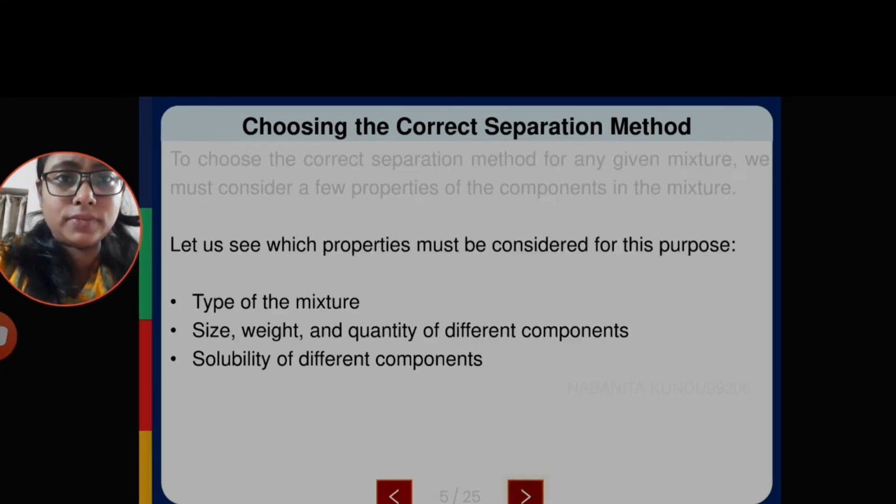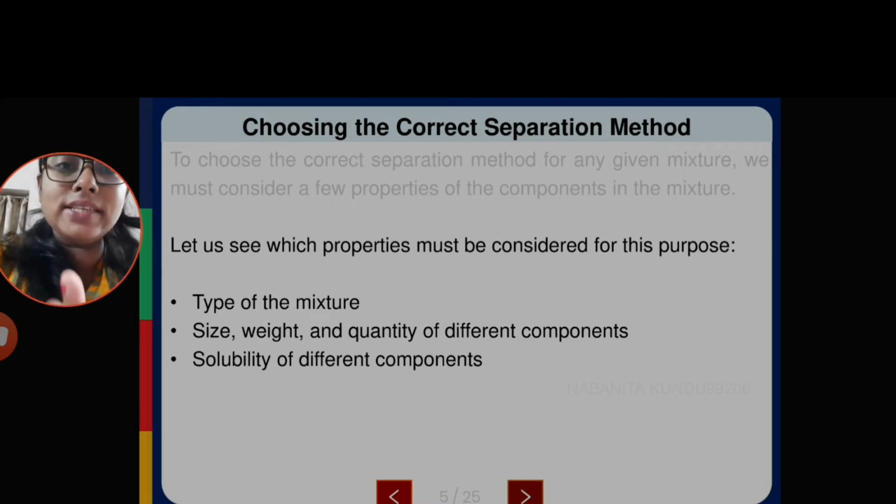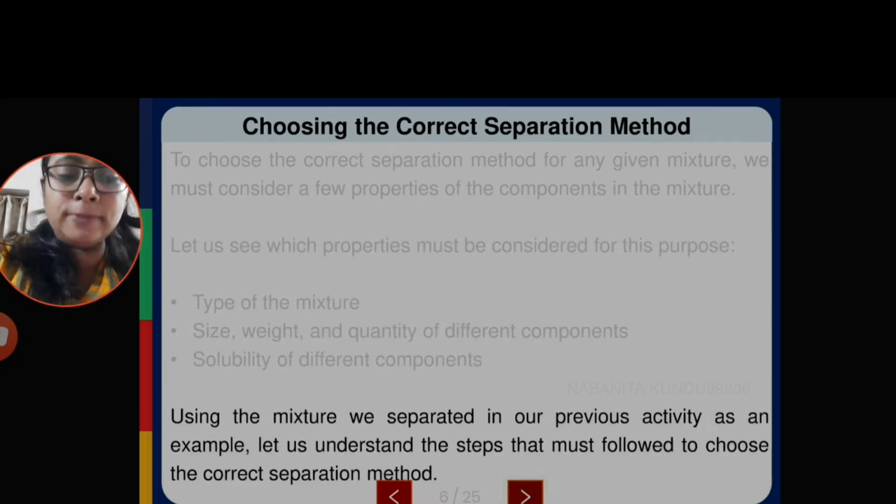So let us see which properties must be considered. First, the type of the mixture. Is it a solid mixture or a solid-liquid mixture? That is what you need to consider first. Second, the size, weight and quantity of the different components. Third, the solubility of the different components. We have discussed this many times in the class. So these are the basic properties which we need to consider during the separation of substances.